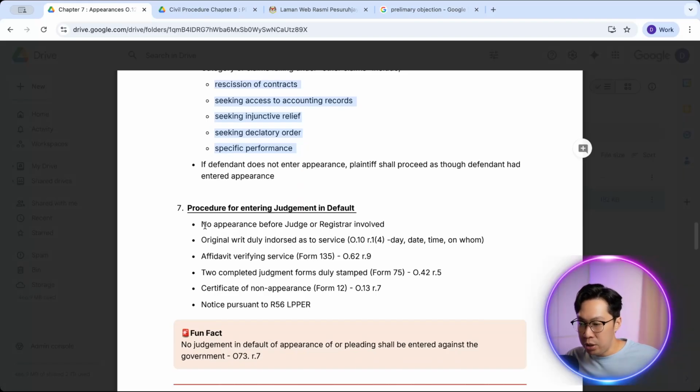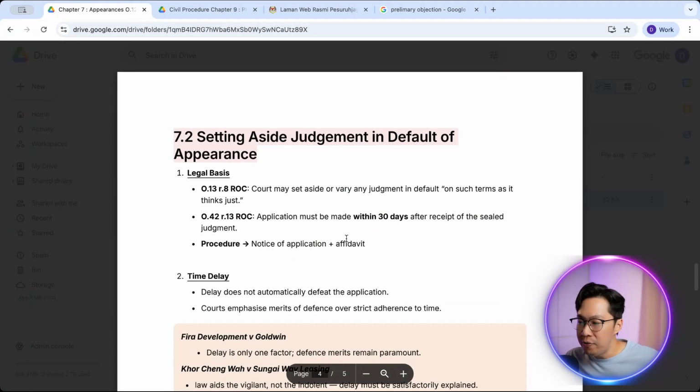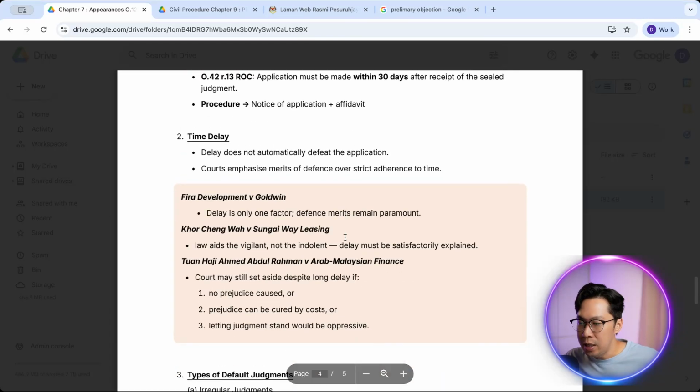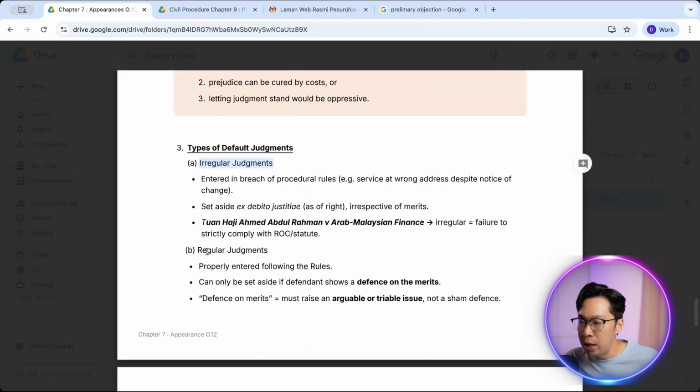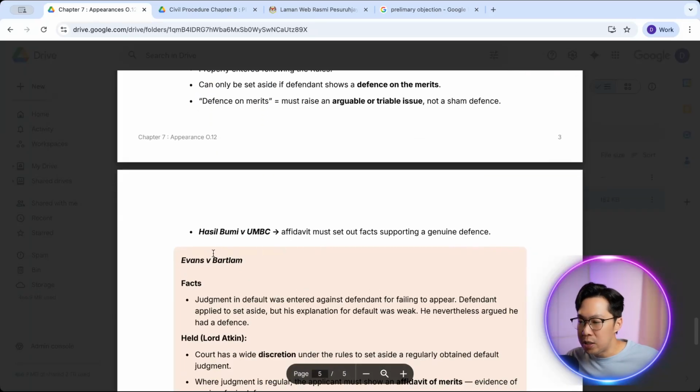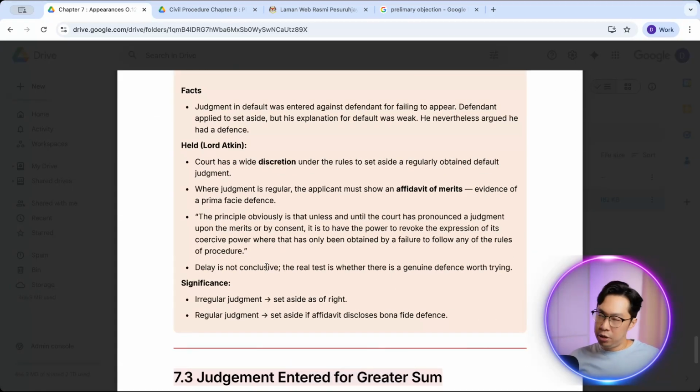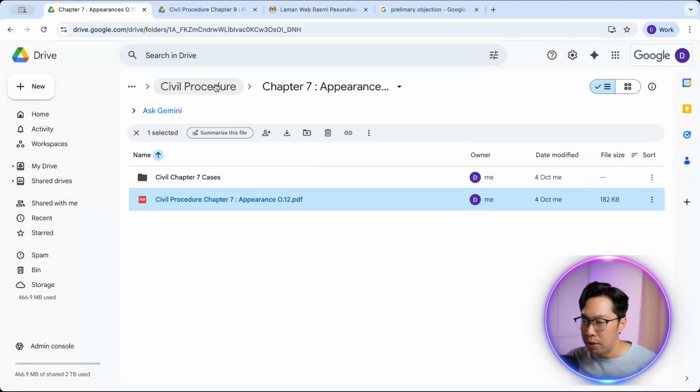So we have the procedure here. This is your judgment in default of appearance. So much more complicated, not more complicated, much more forms. And then you have this setting aside, isn't it? Setting aside time, delay, all these things. The type of judgment, irregular, regular. This one, Evans and Bottom. Same for JID. Same. Everything is the same for JID. Okay? Now, if you come back here.